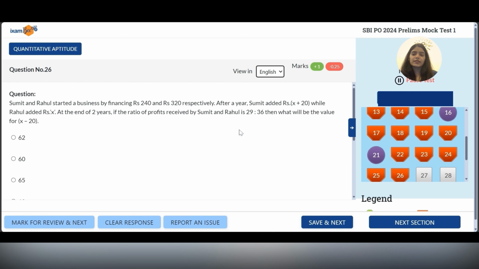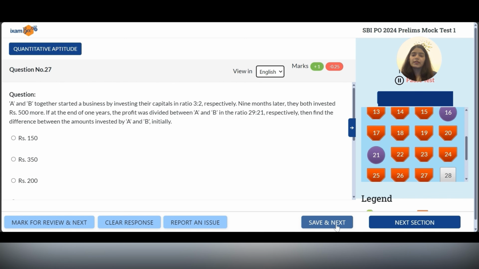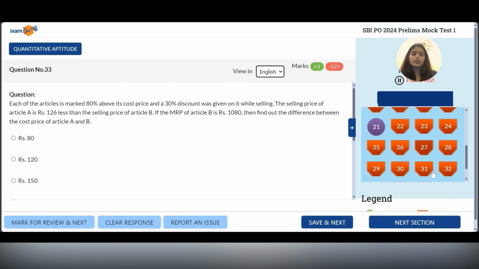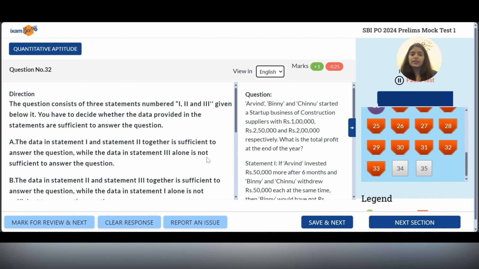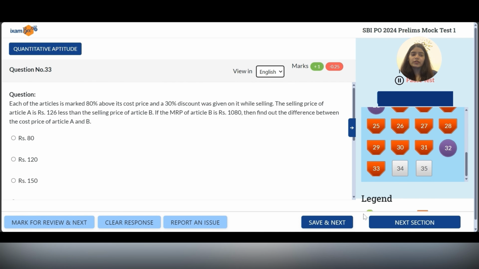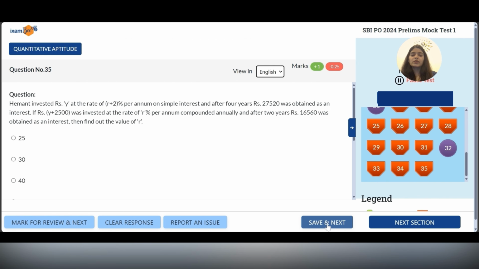We'll do next. Now this is a concept based question. It's just one question. Then again, these are all concept based questions. Let's go back to this one. This is a data sufficiency question. We'll mark it for review. It is again a concept based question. So there's just one data sufficiency question.